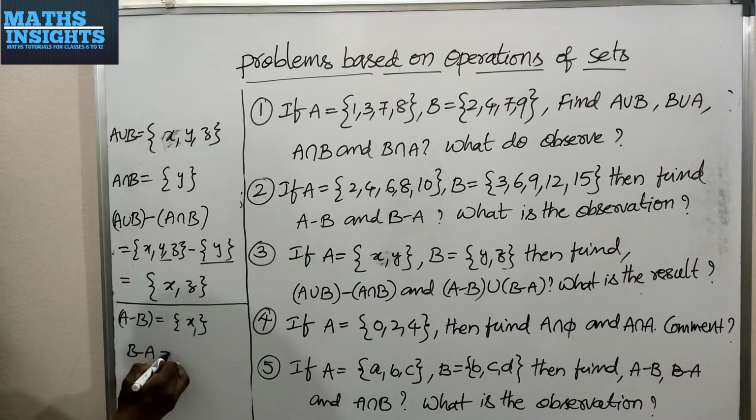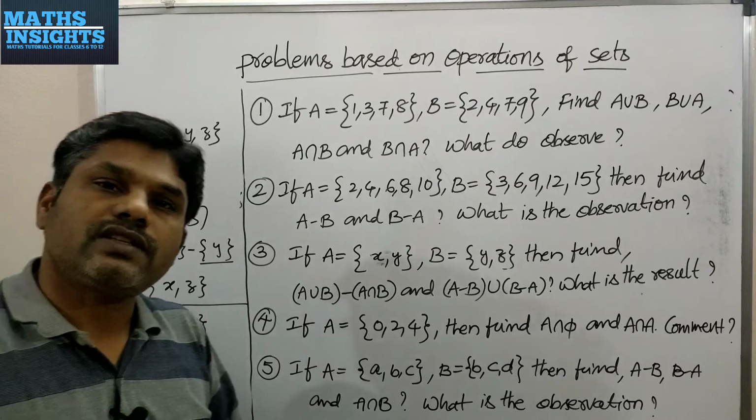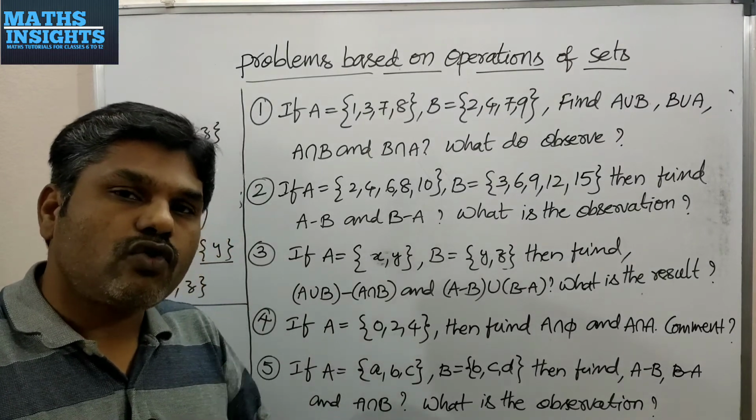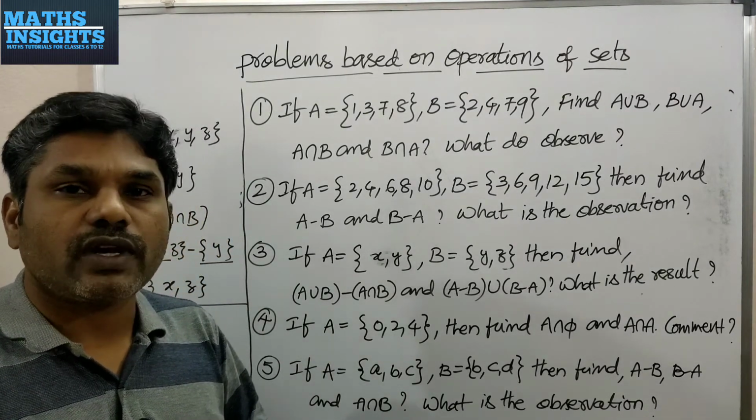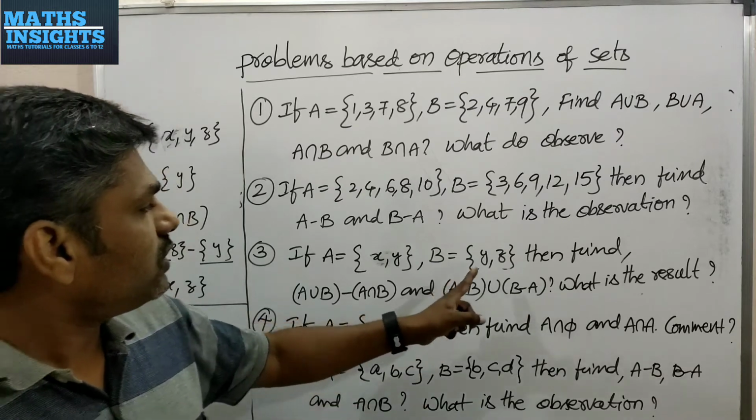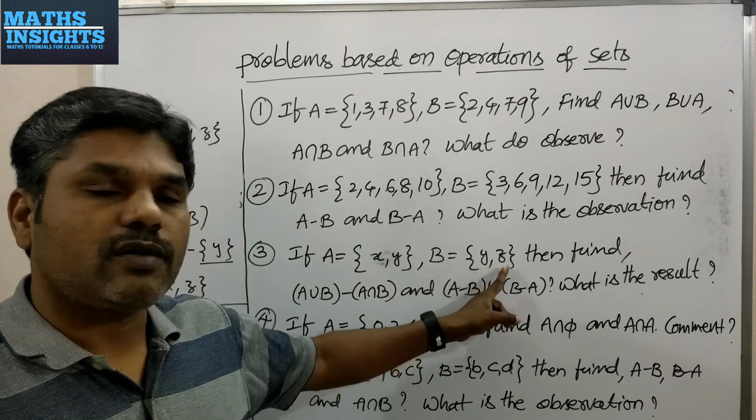Similarly, B minus A, the difference of the sets B and A. So you have to remove the elements of A from B. So the elements of B are Y, Z.